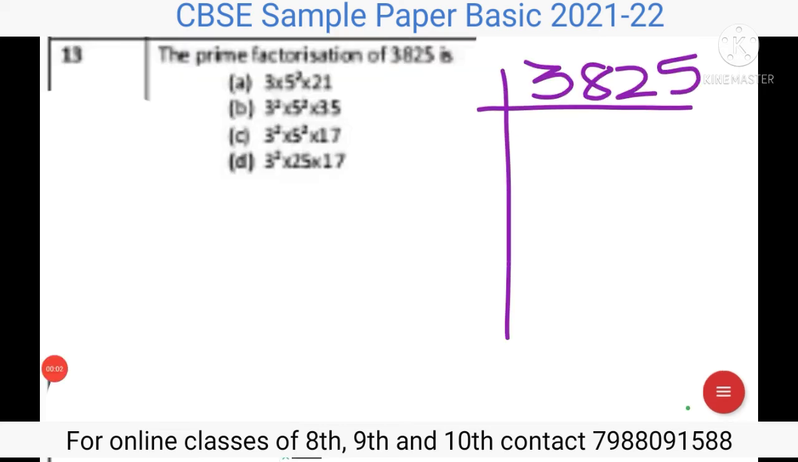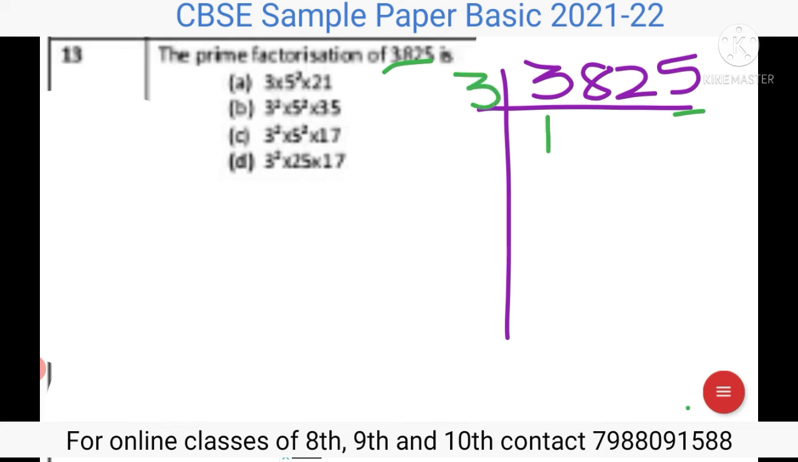In question number 13, we need to find prime factorization of 3825. So let's start with 2. Clearly it's not divisible by 2 since it ends in 5. Now try it with 3. Let's add up all the digits. 8 plus 3 is 11. 11 plus 2 is 13 plus 5 is 18. Yes, 18 is divisible by 3. So this is also divisible by 3.